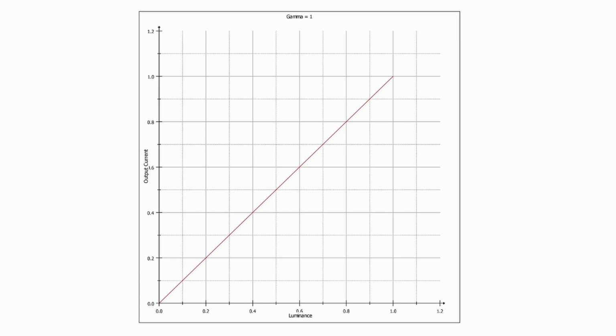Now, gamma equals 1 is a special case, because if gamma is equal to 1, then I will be equal to L to the power of 1, and L to the power of 1 is just L. So that's going to be I equals L, which is a straight line.